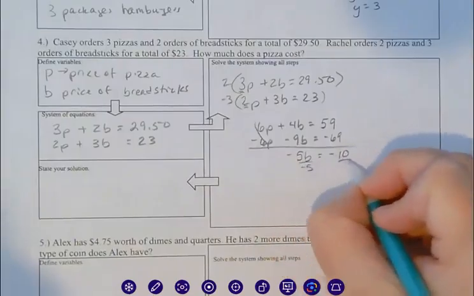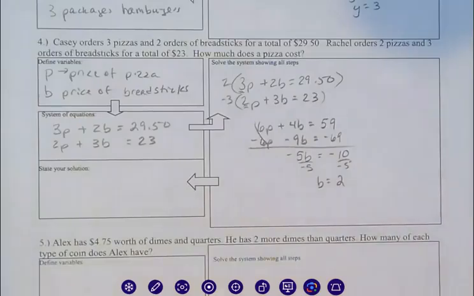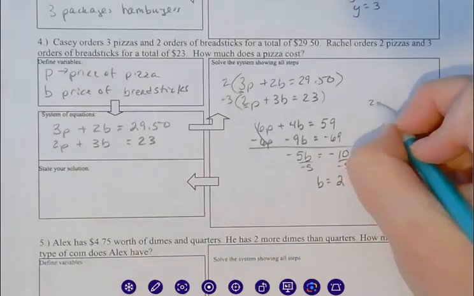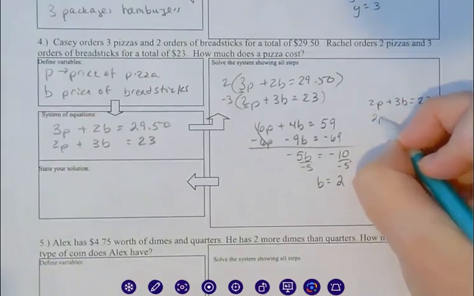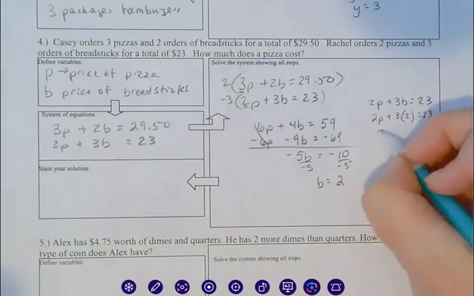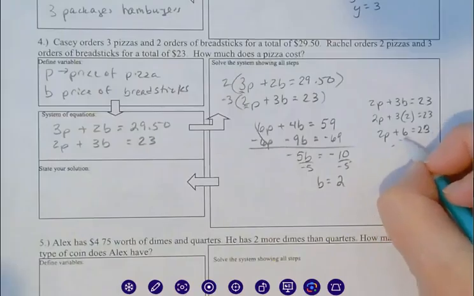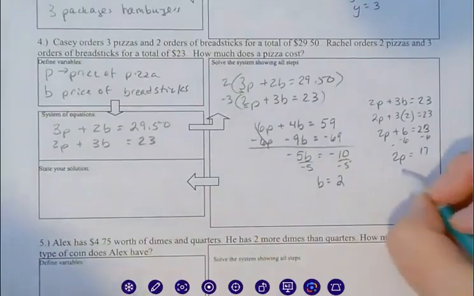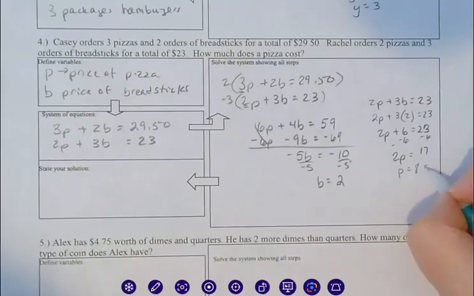So divide both sides by negative 5. So the price of a breadstick must be 2. Then I'm going to go back and put this into either equation. I think I'll choose the bottom equation. 2P plus 3B equals 23. So 2P plus 3 times 2 equals 23. So 2P plus 6 equals 23. Subtract 6 from both sides. So 2P equals 17. So P equals 17 divided by 2, which is 8.50.